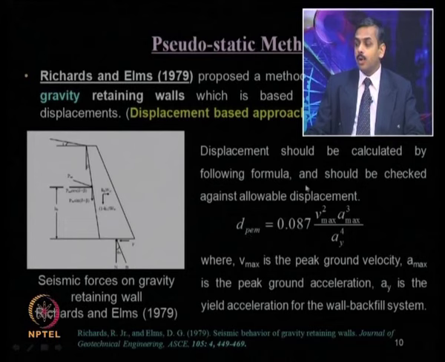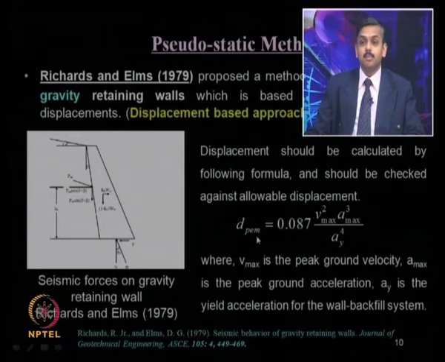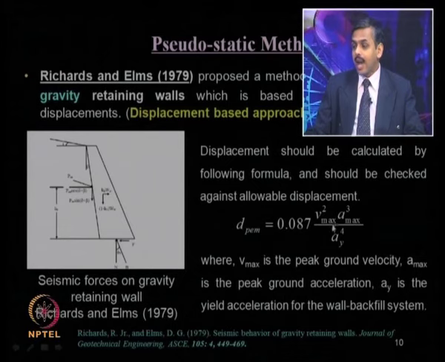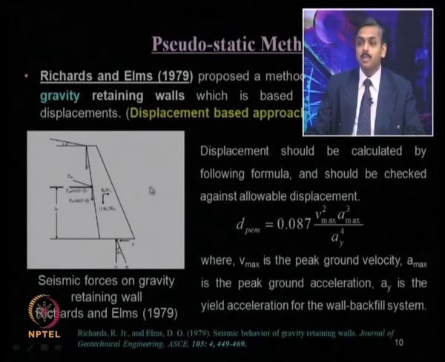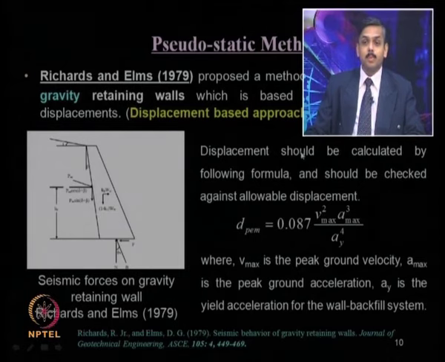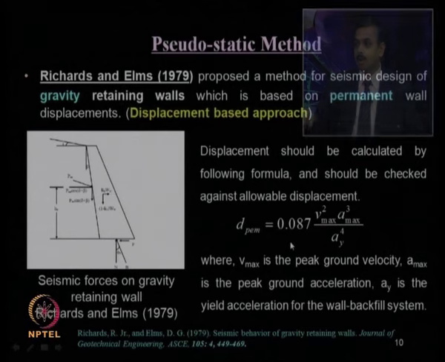Now, if the allowable displacement for a wall is specified in a project, then automatically you should keep your permissible displacement within the range of the allowable displacement, and accordingly you can design the wall section so that your A y value etcetera comes accordingly, so that this permissible displacement is within the allowable range. Clear? These are the basic steps of the displacement based approach of the pseudostatic method of design.